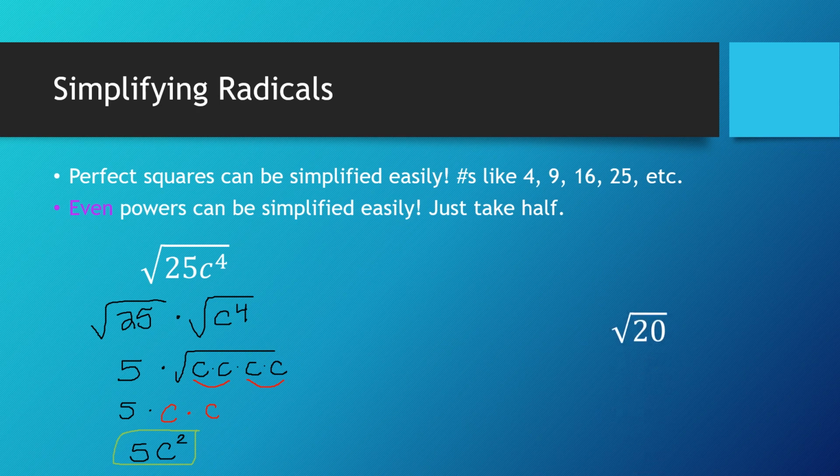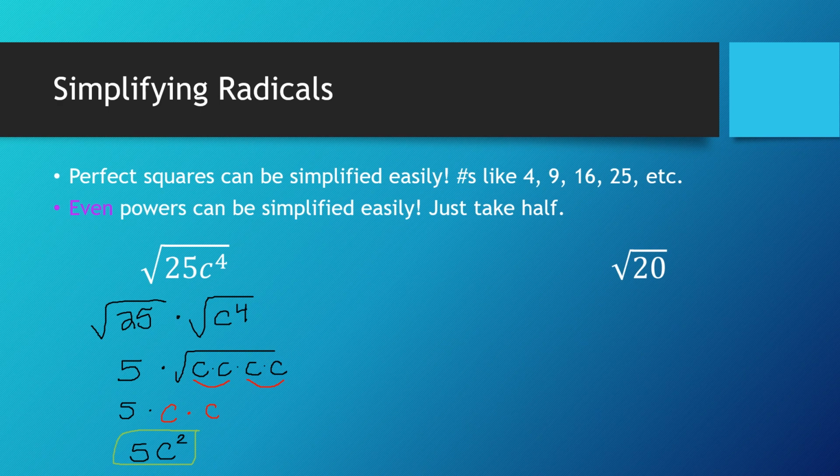Let's try one more. Let's simplify one that does not have any variables in it, the square root of 20. Now, if I were to plug that into my calculator, I get a really ugly answer. The square root of 20 is not a perfect square, so instead we're just going to rewrite it to contain a perfect square factor. I know that 20 can be written as 10 times 2, or 4 times 5, or 20 times 1. Only one of those options contains a perfect square, and it's the 4 times 5.